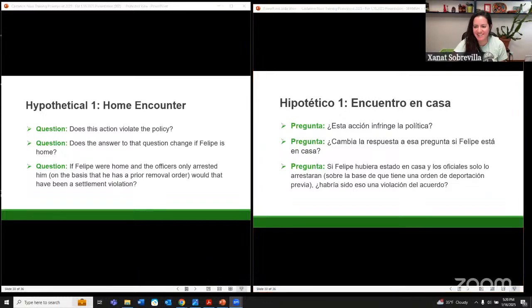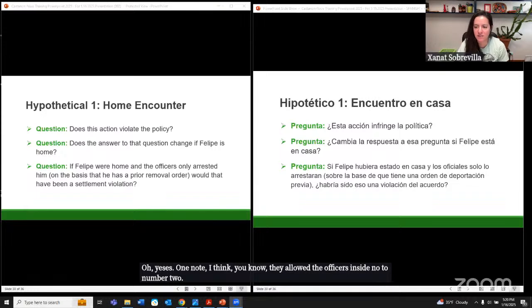So we'll give it a minute and see if we get some answers. And we're seeing multiple yeses. It violates the policy. All yeses. One no, thinking that they allowed the officers inside. No to number 2, but yes to everything else.